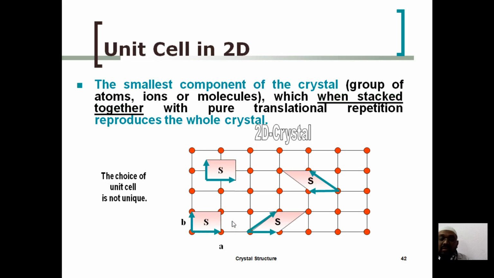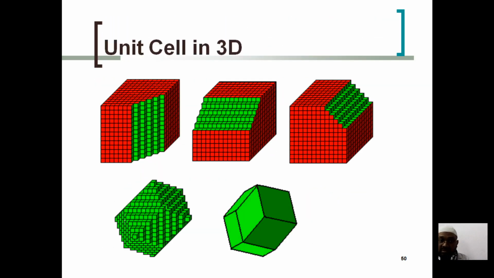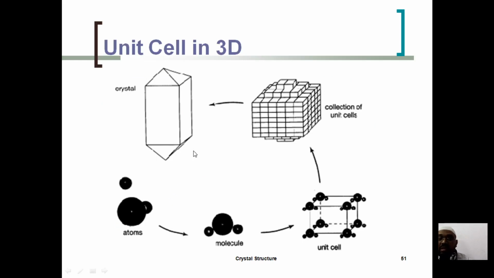And when you go for 3 dimensions, you can just see the small cubes. This is a schematic diagram which represents the small cubes. So this is the unit cell. You can see how these unit cells have been joined, and this collection of unit cells resembles the total crystal. So a unit cell in 3 dimensions is represented in this particular fashion.